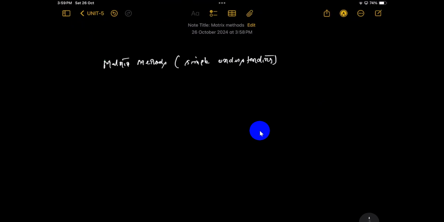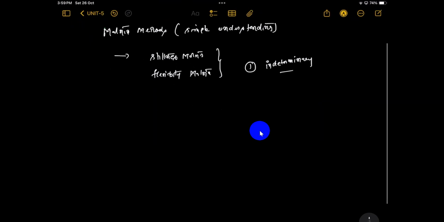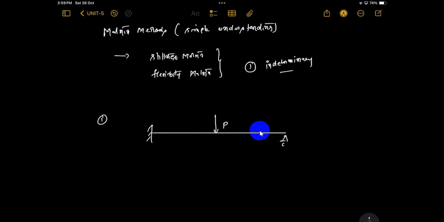Okay, so once again, stiffness matrix, flexibility matrix methods. Just one variable, one indeterminacy. Okay, so take a simple problem. Propped cantilever. So this is L by 2, this is L by 2.